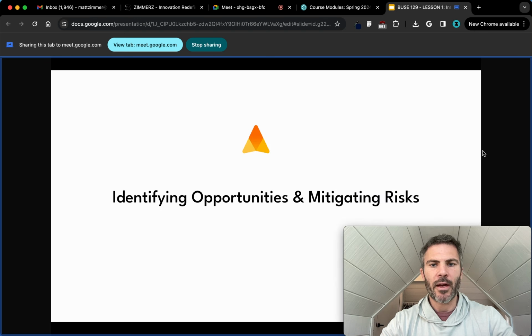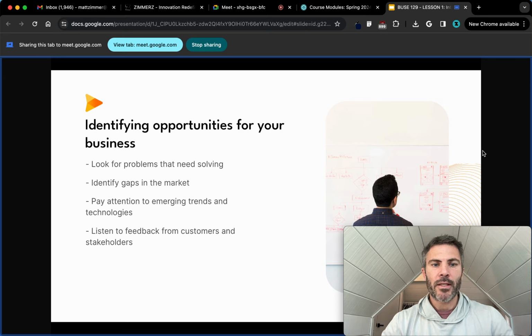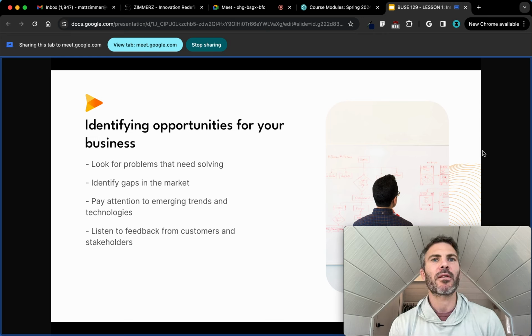So let's talk about identifying opportunities and mitigating risk. These are very simple bullet points, but we want to identify things that need to be solved. There's a slide later on this, but what we don't want to be solving are just annoyances. We want to be solving real problems, ones that cause pain in people's lives. And when I say pain, I don't mean little nuisances. I mean there's actual physical pain, or it might be emotional pain, but it gets felt.